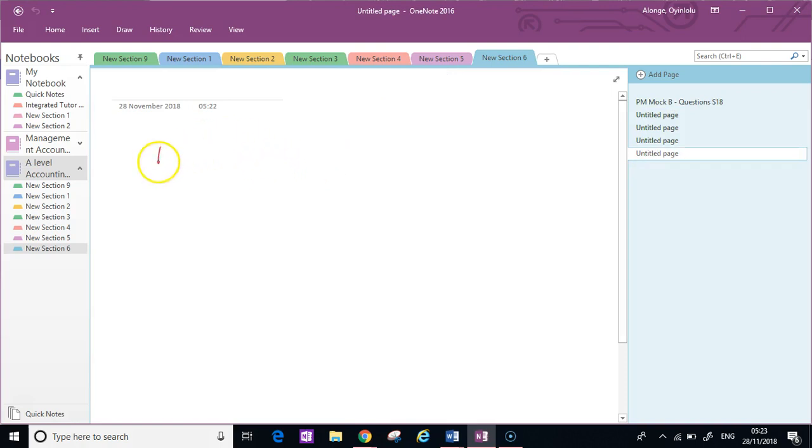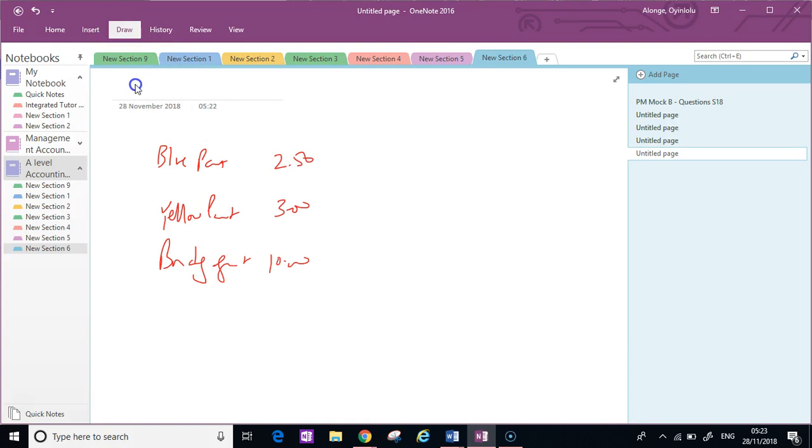For the blue paint, we expected him to spend £2.50. For the yellow paint, we expected him to spend £3, and for the bonding agent, we expected him to spend £10. Just in the pen color.